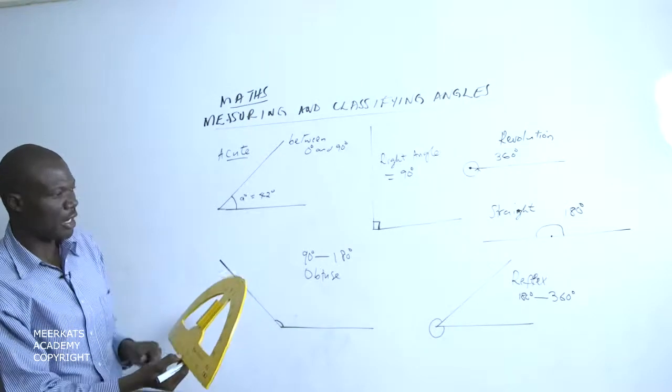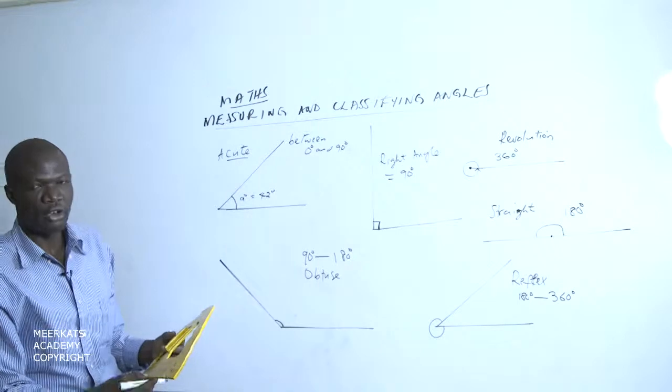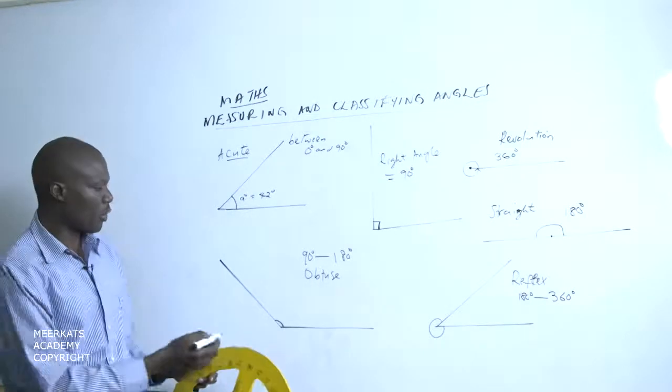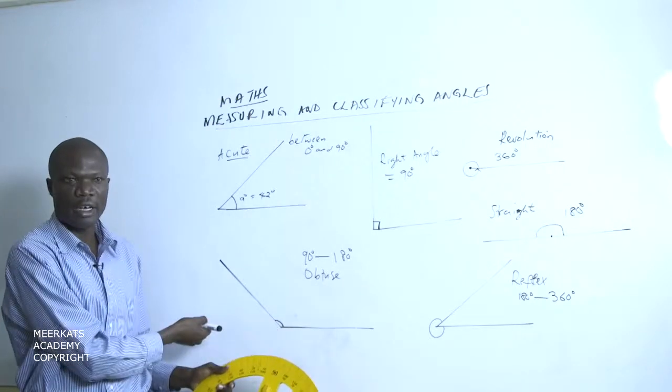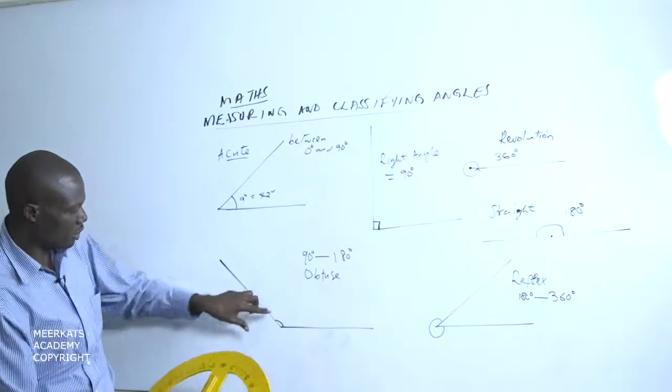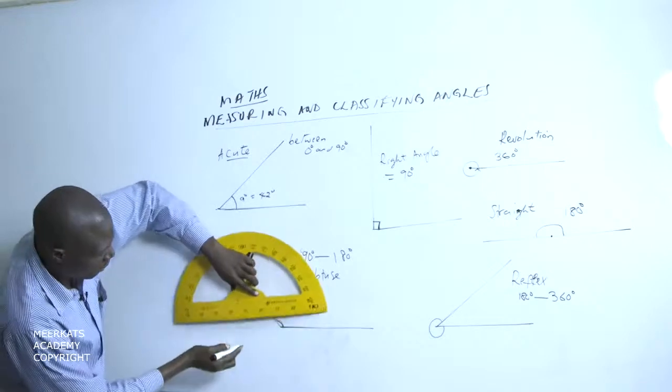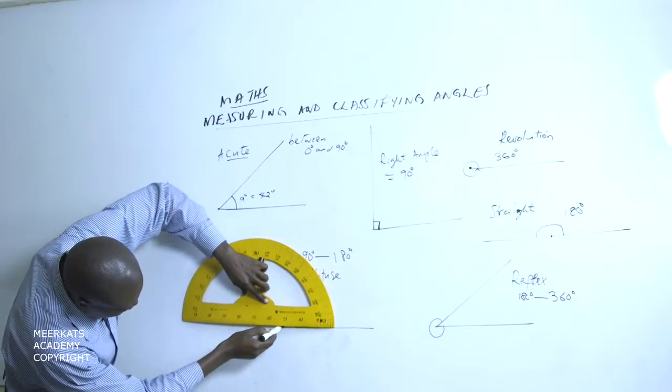When do we use the scale on the other side? You'll find that we want to measure the angle that is on the other side. So using this second diagram here, I'll extend the line.